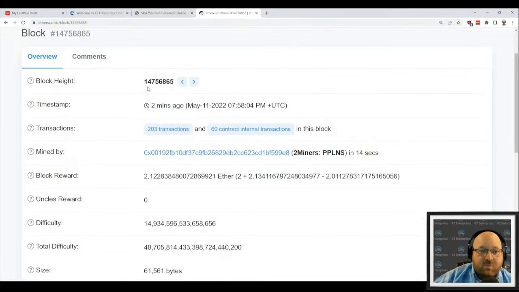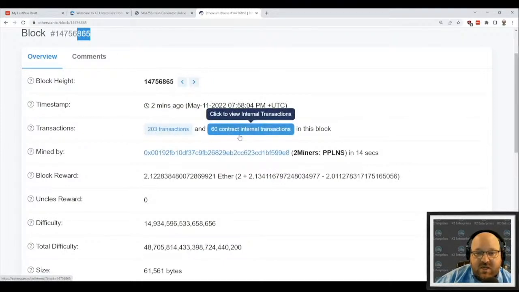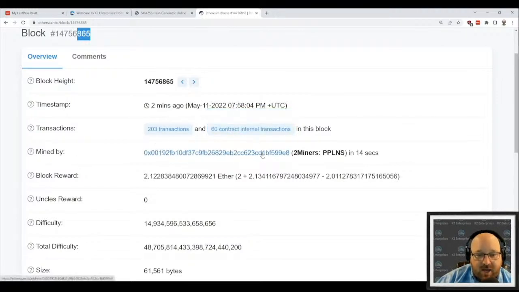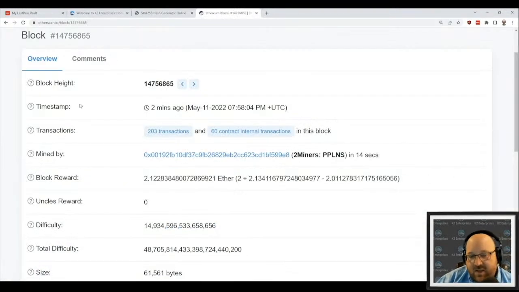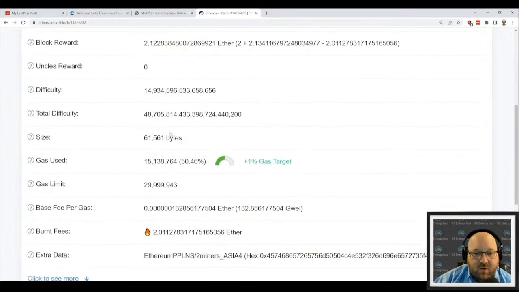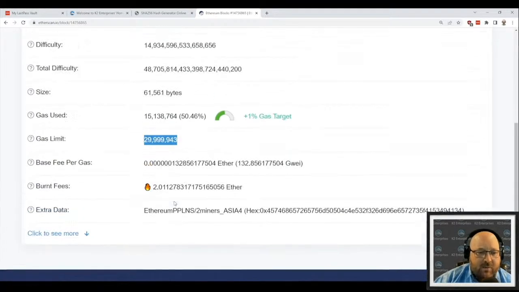And so we can see that this block, block number 865 here, contains 203 transactions and 60 contract internal transactions. It's been mined by, and in here it's going to show us essentially the miner who is operating this. And we can see what their block reward was. So for this person mining this block, they got 2.12 Ether. And just to put it into perspective, the current fair market price of Ethereum is $2,110. So let's say they got a little over $4,200 here for processing this block. So we can come down here, we can see a little bit more. We can also get a sense of their fees and how much they got in fees at the moment, and what it took to actually create this.